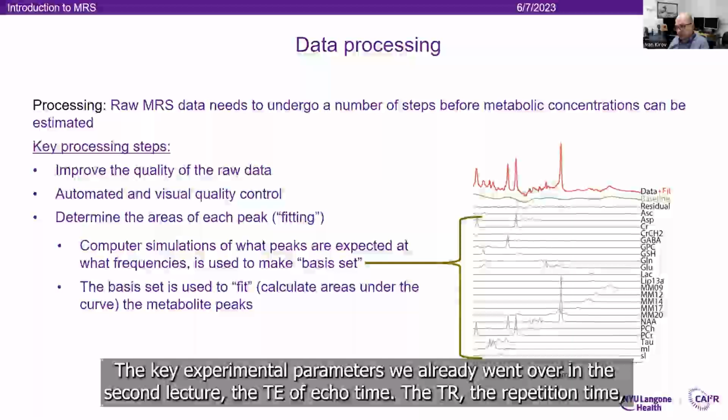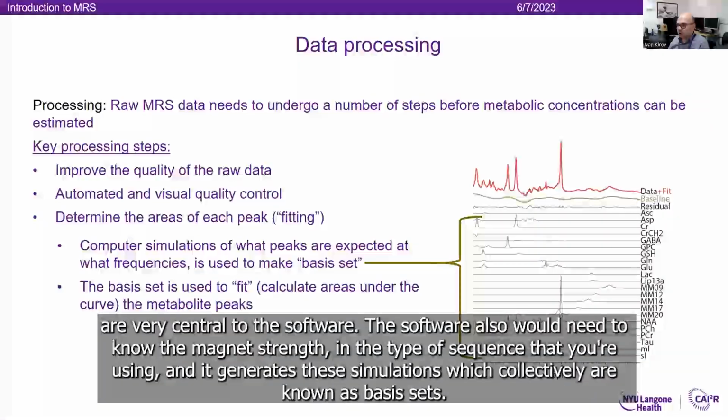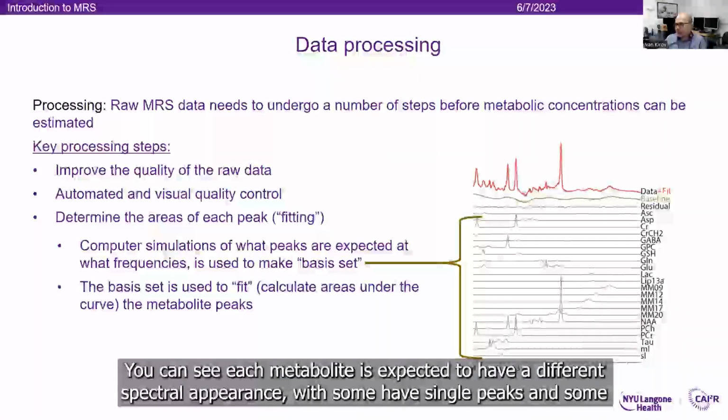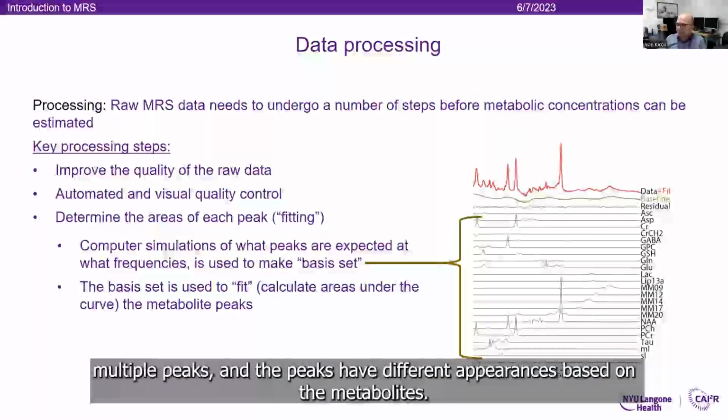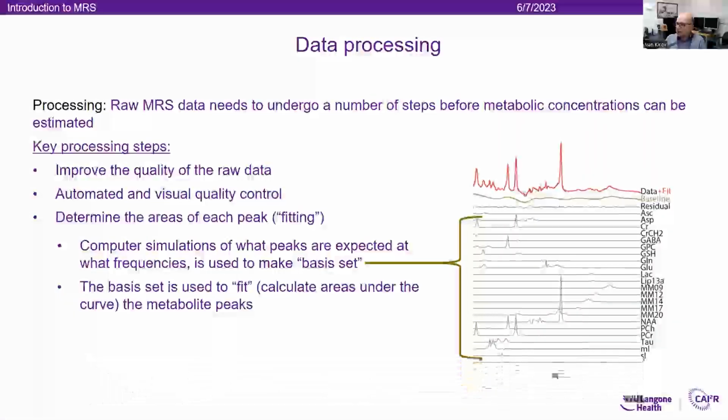The key experimental parameters we already went over in the second lecture. The TE, or the echo time, and the TR, the repetition time, are very central to the software. The software also needs to know the magnet strength and the type of sequence that you're using. It generates these simulations, which collectively are known as basis sets. Each metabolite is expected to have a different spectral appearance, with some having single peaks, some having multiple peaks, and the peaks have different appearances based on the metabolites. This is given by the simulation.